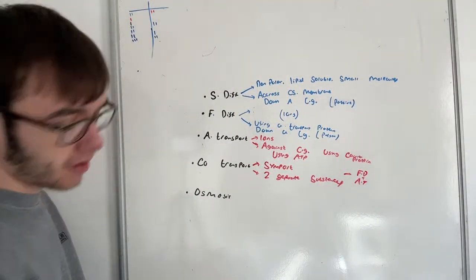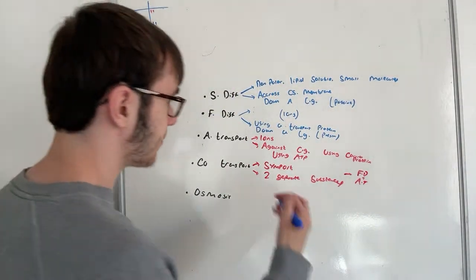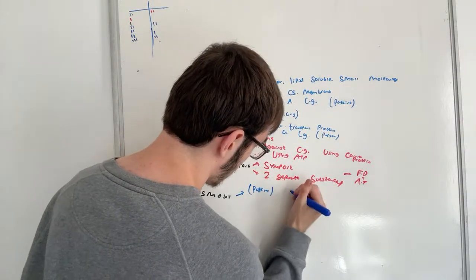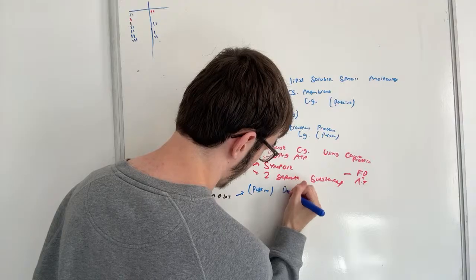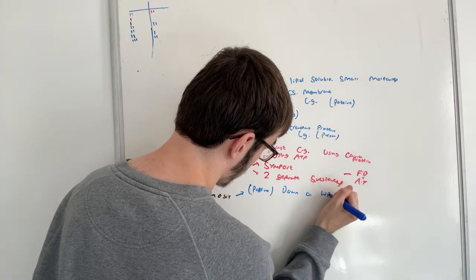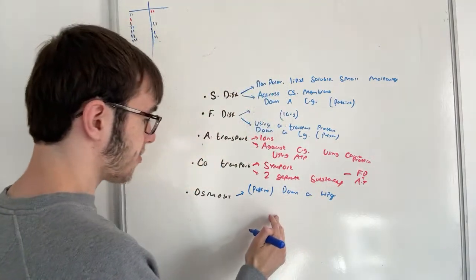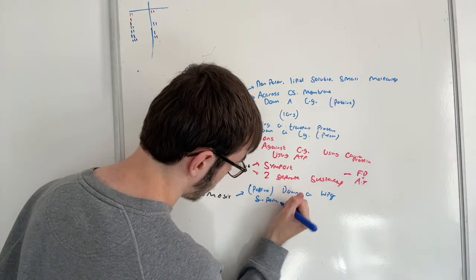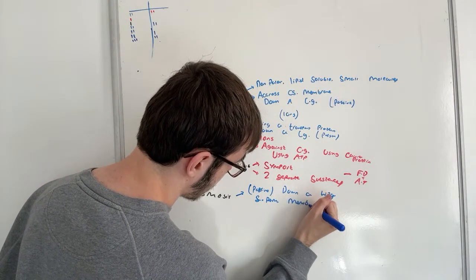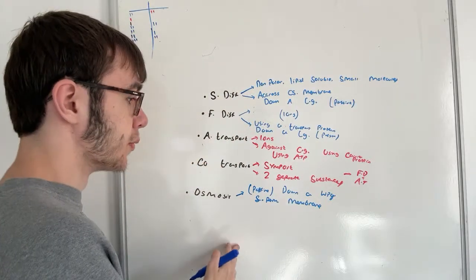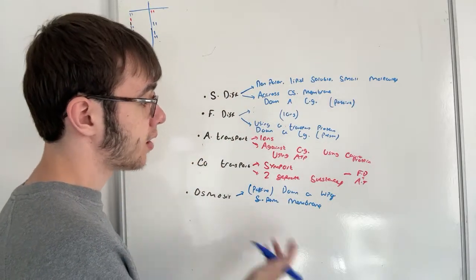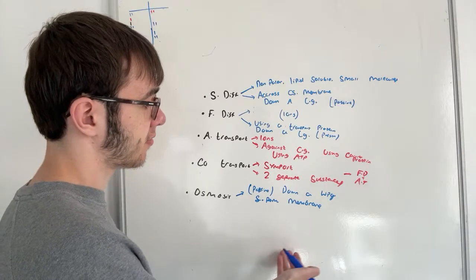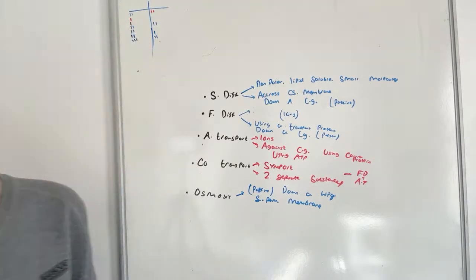And finally, osmosis is once again a passive process. It is moving down a water potential gradient. Osmosis is in a selectively permeable membrane. And again, it's the movement of water molecules down a water potential gradient through or across a selectively permeable membrane. Let's have a look.